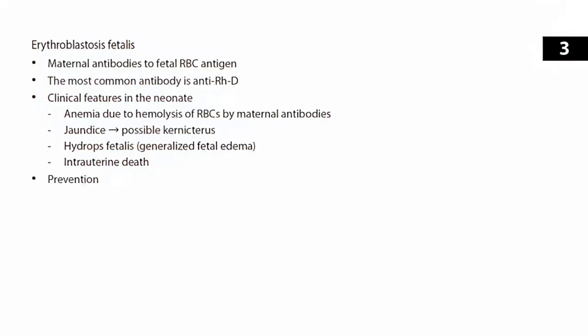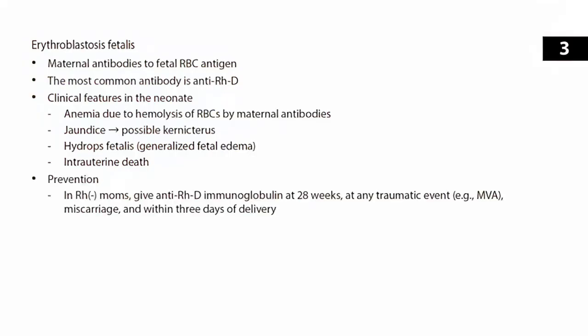So what do we do to prevent all this? Well, we give Rh-negative moms anti-RHD immunoglobulin at 28 weeks, or whenever there's any type of trauma, like a motor vehicle accident, or anytime there's an abortion or miscarriage, and also within 3 days of delivery. Basically, anytime the mom might be exposed to the fetal red blood cells, you're going to give anti-RHD immunoglobulin, which is IgG, to sort of hide those fetal red blood cells so that the mom's immune system never sees them.